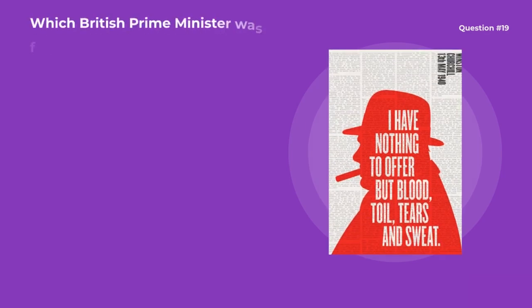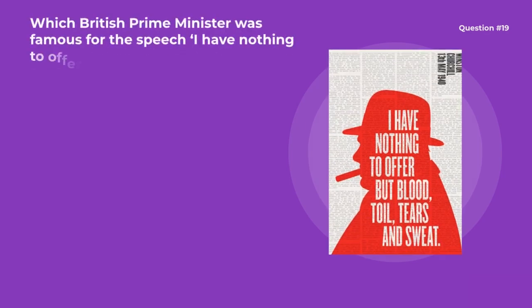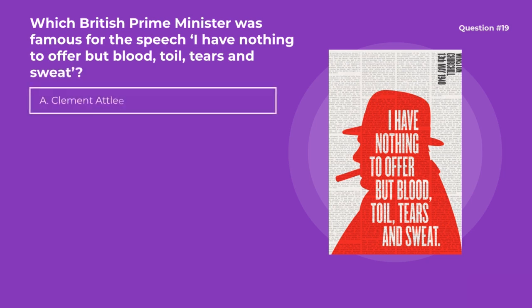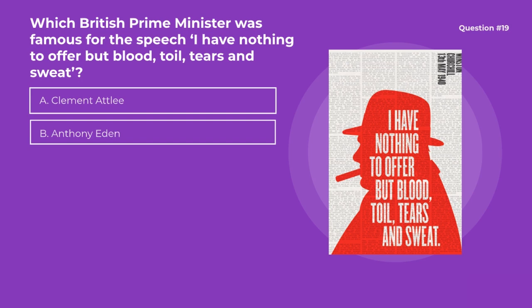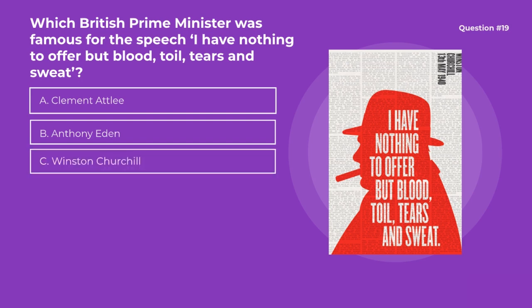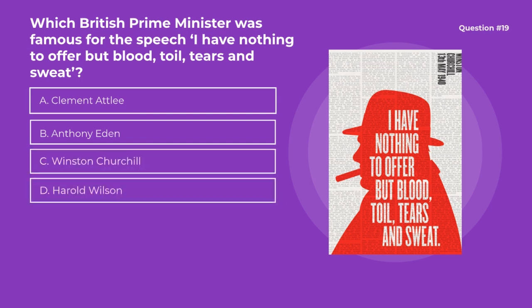Question number 19. Which British Prime Minister was famous for the speech, "I have nothing to offer but blood, toil, tears and sweat"? Options are A. Clement Attlee, B. Anthony Eden, C. Winston Churchill, D. Harold Wilson. Correct option is C. Winston Churchill. He delivered this iconic speech in 1940.